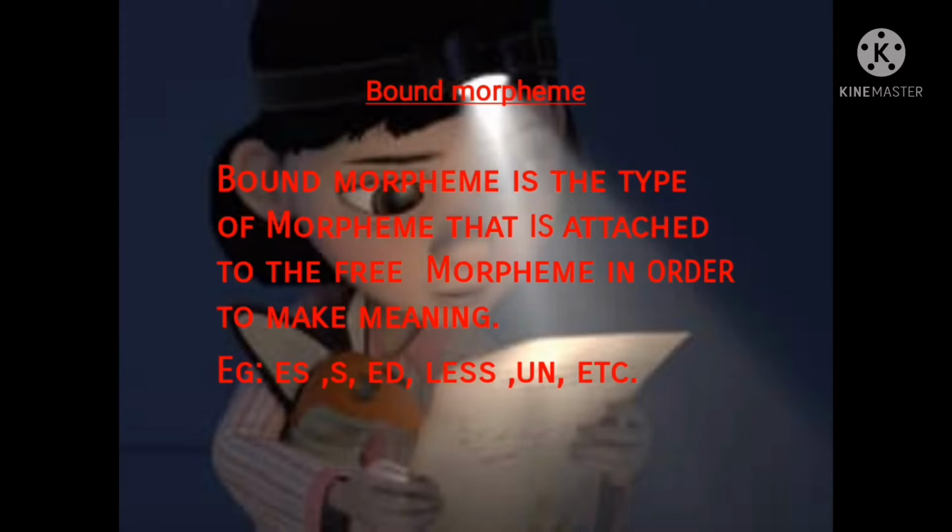Now, when I give you a word like books, I told you book is an example of a free morpheme. So when I give you an example like books, now the S that is attached to the book becomes the bound morpheme. So it means an example of a bound morpheme is S. Let me give you another example.